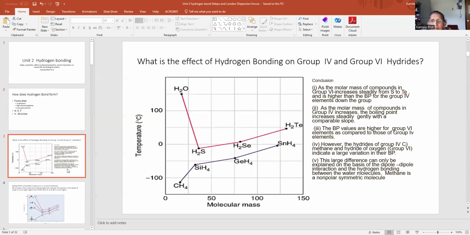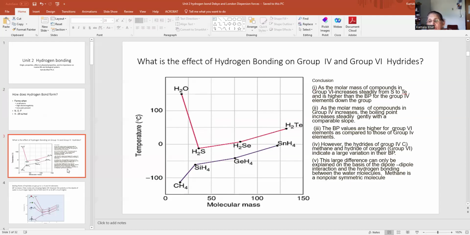When we compare the effect of hydrogen bonding on group 4 and group 6 hydrides, we see that the molar mass of the compounds in group 6 increases steadily from sulfur to tellurium, and the boiling point is higher than for the group 4 elements down the group. As the molar mass of the compounds in group 4 increases, the boiling point increases steadily, gently, with a comparable slope. The boiling point values are higher for group 6 elements as compared to those of group 4 elements.